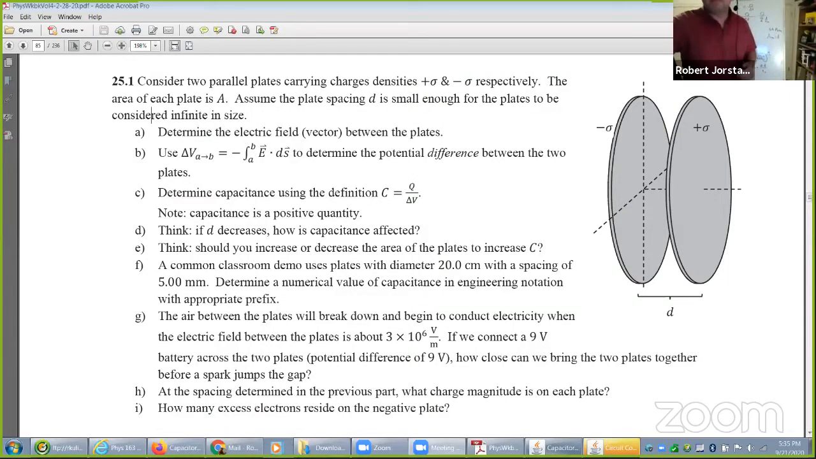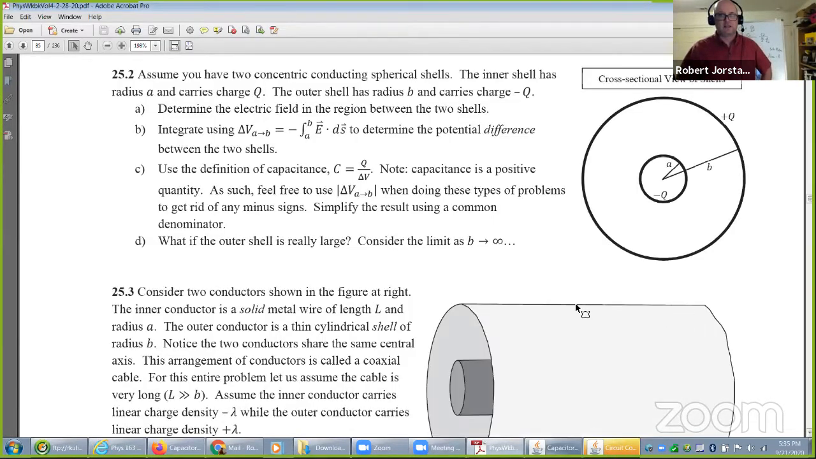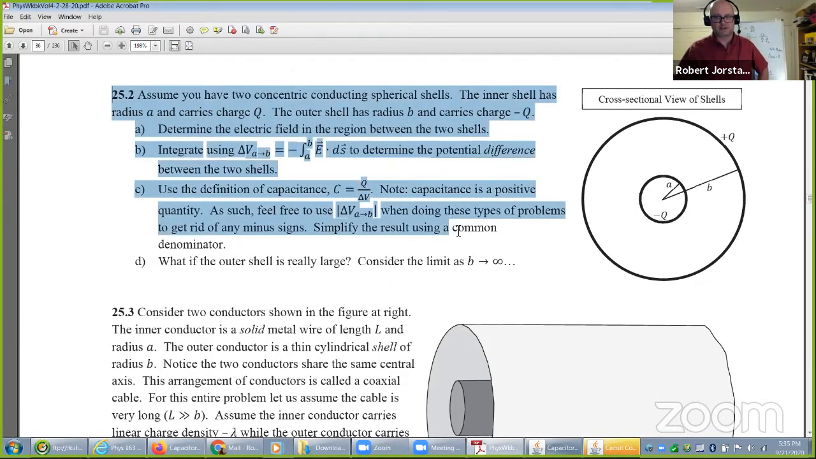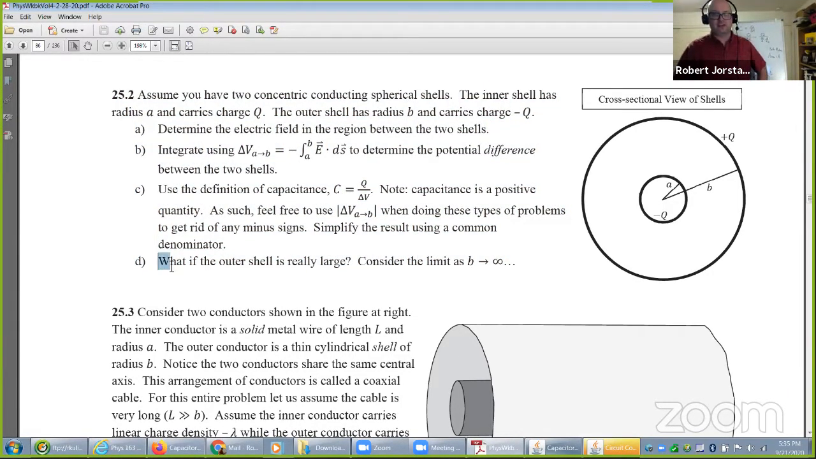Let's take a look. All right. Now, I'm just going to scroll down here. The first one is for spherical shells. It turns out you could see this. There's a really cool thing here in part D. I'm going to leave this one for you guys to do at home. Okay. What if the outer shell is really large?